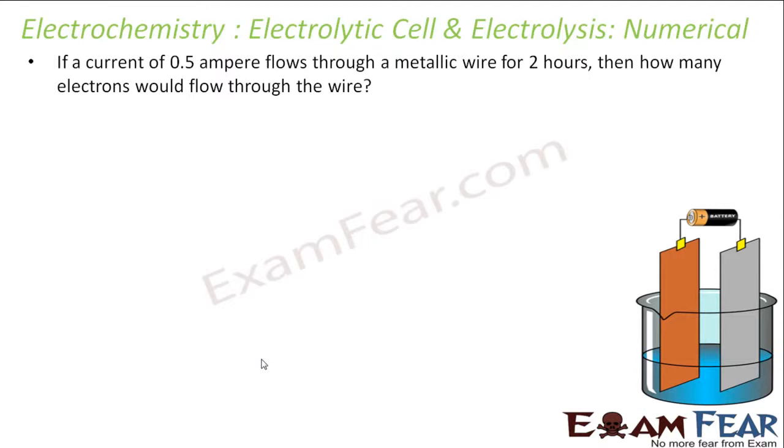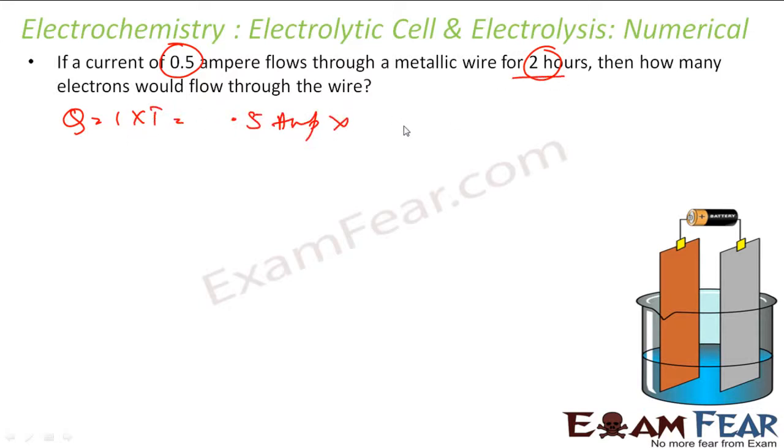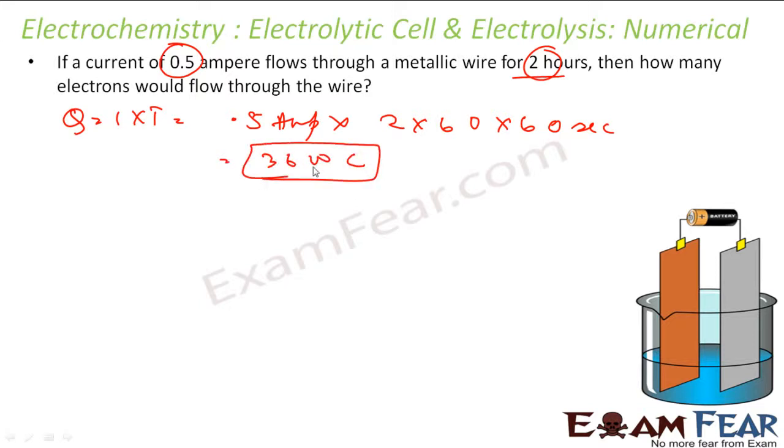See, current is given and time is given in hours. We know Q is equal to I into T. What is the value of I? 0.5 ampere. And T in seconds we have to write. So 2 hours into 60, that is minutes, into 60 you get seconds. You solve it, you get 3600 coulomb. That is the charge transferred to the wire in this time.